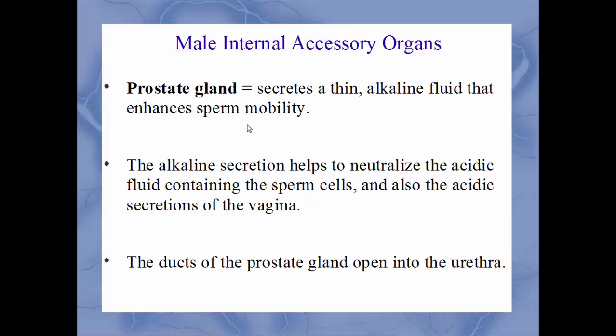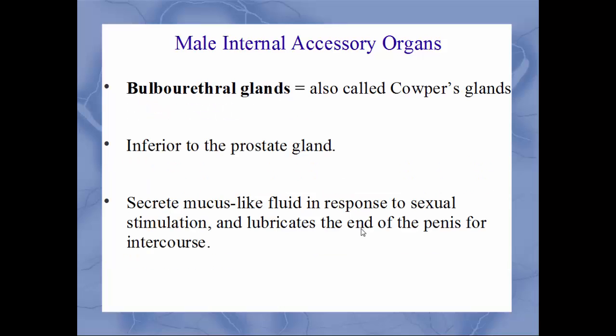And the reason why this fluid is alkaline is to help protect these sperm cells, because where they mature in the epididymis is a little bit more acidic than what is safe, and where they're going to end up in the vagina is also a very acidic environment. So the prostate gland will make a fluid that's very alkaline to help neutralize and to act as a buffer to protect these sperm cells so they can survive longer. And the ducts of these glands will open into the urethra.